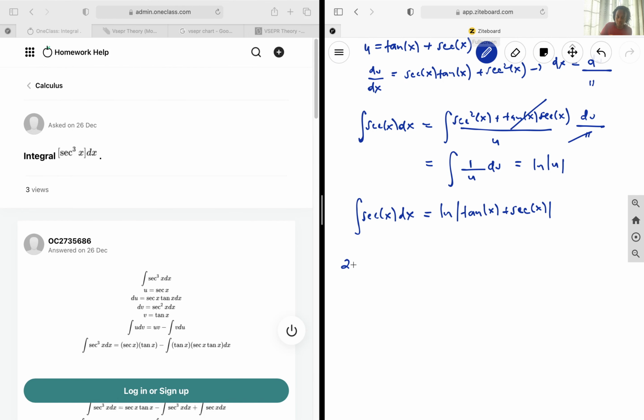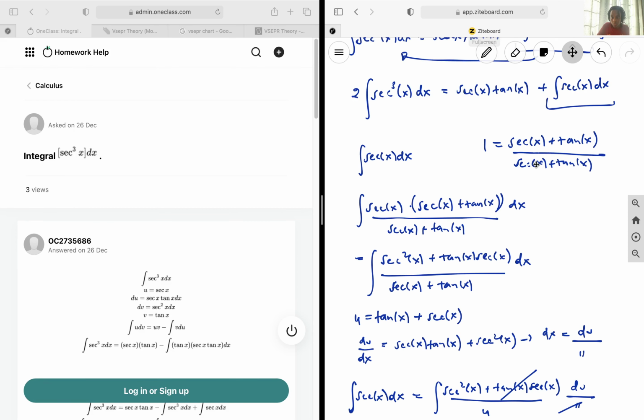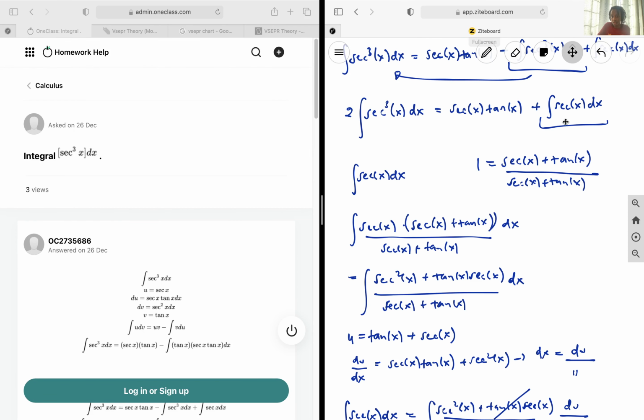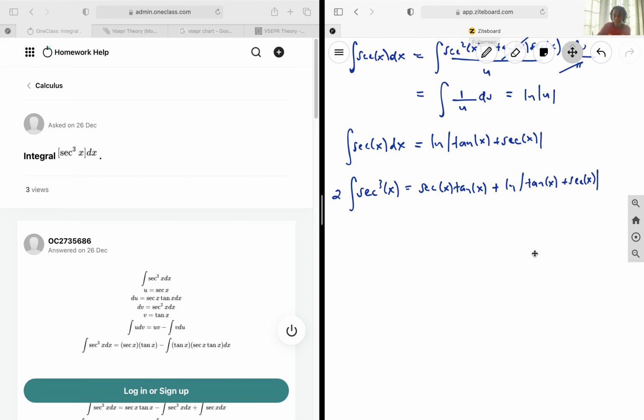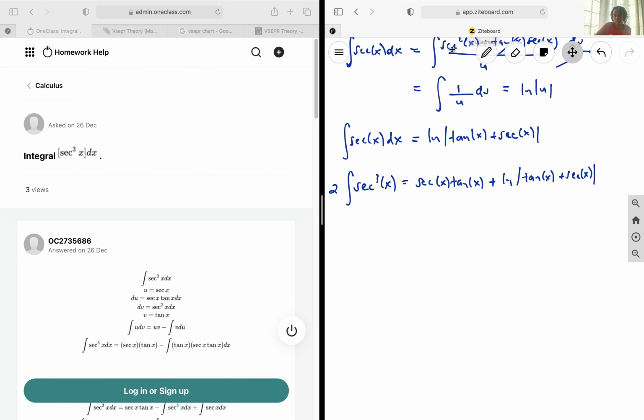And so we have 2, the integral of secant cubed x is going to be equal to secant x tan x plus the ln of the magnitude of tan x plus secant x, because that's what we got. Remember this integral as? And so let's add the plus c now.